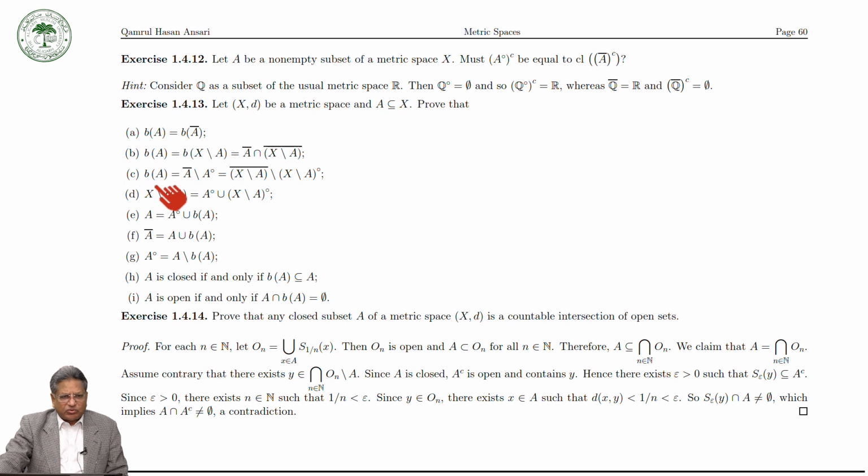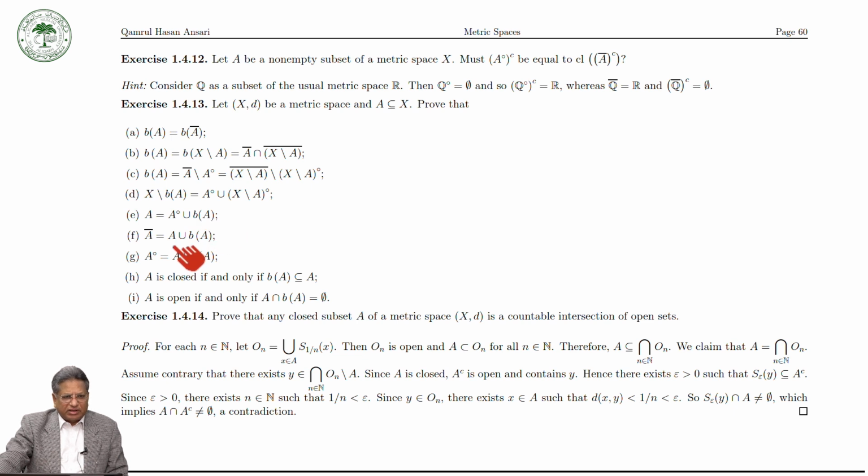And the boundary of A is equal to the closure of A minus the interior of A. That is to say, you remove the interior of A from the closure of A, and you will get the boundary of A, which is equal to the closure of the complement of A minus the interior of the complement of A. And here you can also prove that the complement of the boundary of A is equal to the interior of A union the interior of the complement of A. And A must be equal to the interior of A union the boundary of A.